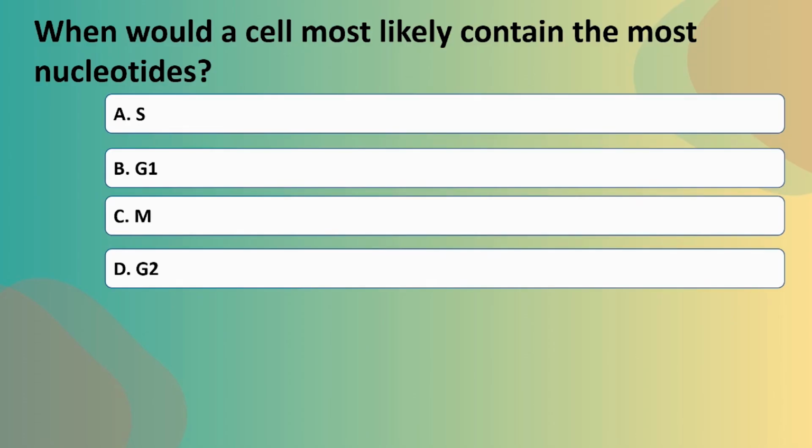All right, next question. When would a cell most likely contain the most nucleotides? A, S phase, B, G1 phase, C, M phase, or D, G2 phase? So let's recall that cell cycle process again. We just identified that G1 is the growth phase, S is the DNA replication phase, G2 is the preparation for division, and M phase is the actual division into daughter cells. So when would it most likely contain the most nucleotides?